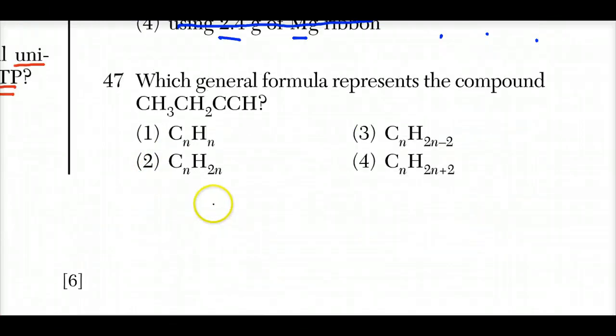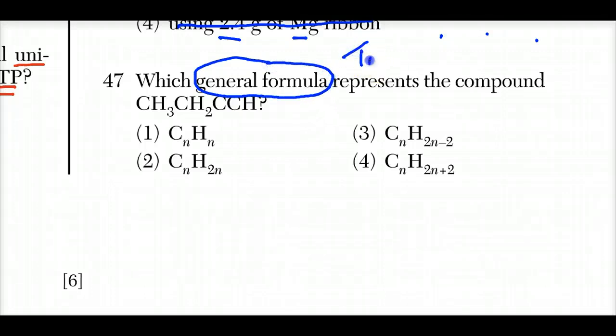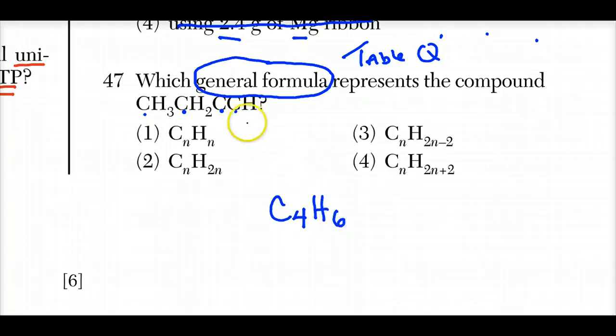47. Which general formula, and these general formulas, my friends, usually come from Table Q, but it doesn't really matter, fits this? So let's look at this for a second. 1, 2, 3, 4. 4 carbons, so that's C4. How many H's? 3 plus 2 is 5, plus 1 is 6, so H6. So I have 4 carbons and 6 hydrogens in this hydrocarbon.